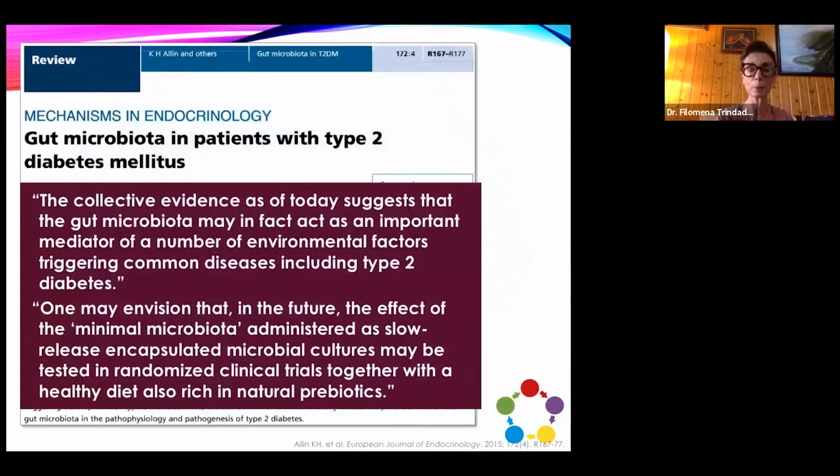It was also interesting that they came to this conclusion, and they said that the collective evidence of today suggests that the gut microbiota may in fact act as an important mediator of a number of environmental factors triggering common diseases, including type 2 diabetes. Perhaps in the future, we could have a minimal microbiota administered as a slow release encapsulated microbial culture that could then be used in randomized controlled trials that would really help us to reverse insulin resistance. Especially if you were doing that together with a healthy diet that was rich in prebiotic fibers.